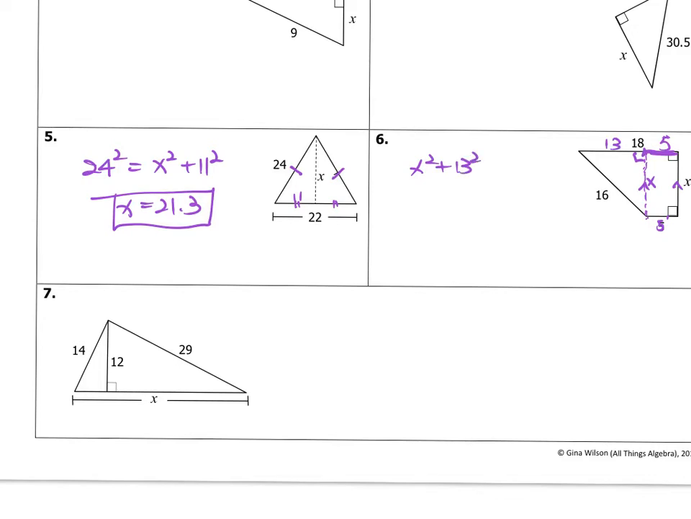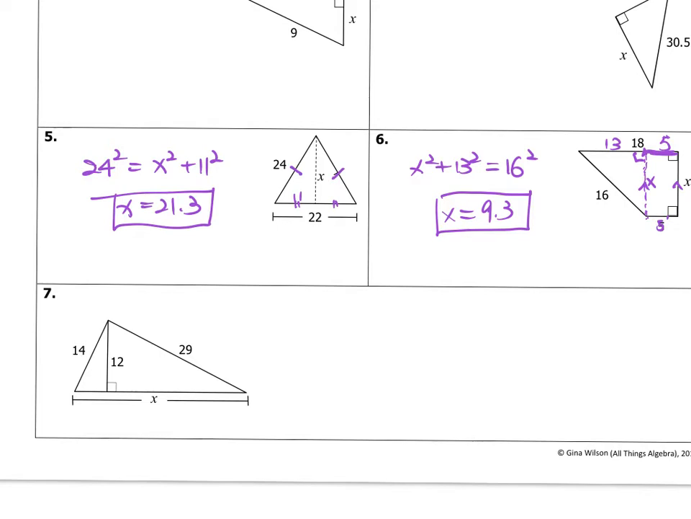So it's 13 squared plus x squared should equal 16 squared. Okay, and x comes out to be 9.3. So in this case, the trick is you need to add a line to create a right triangle to help yourself have the ability to use the Pythagorean theorem.